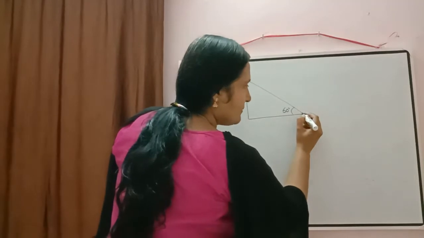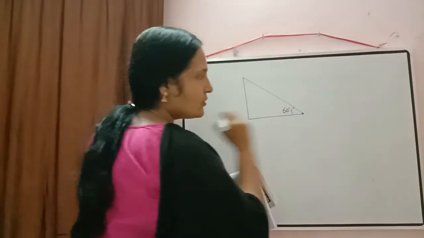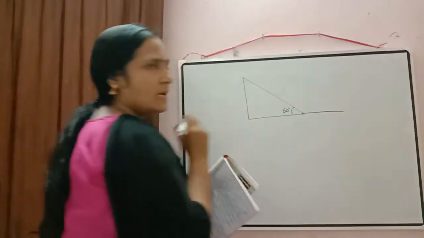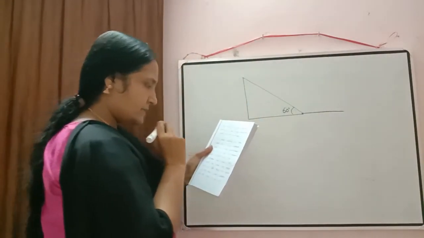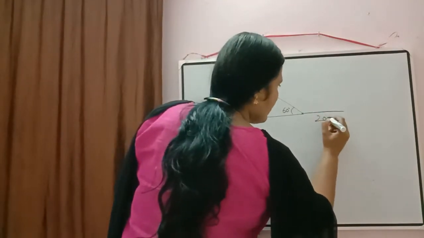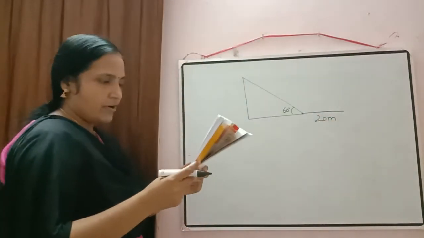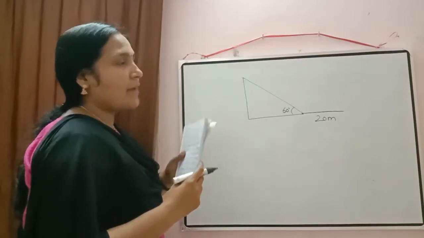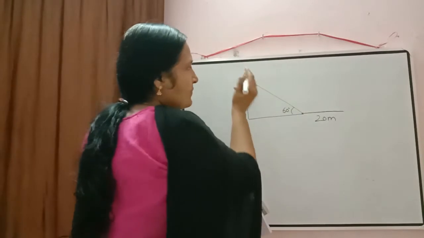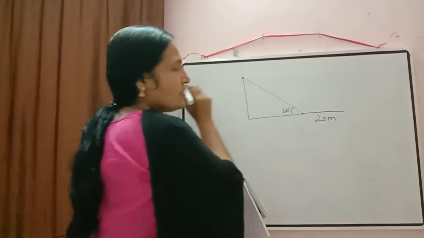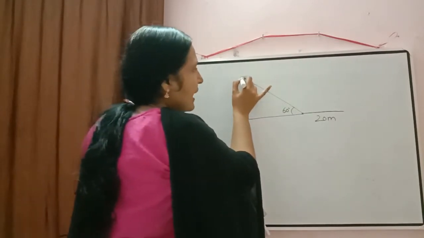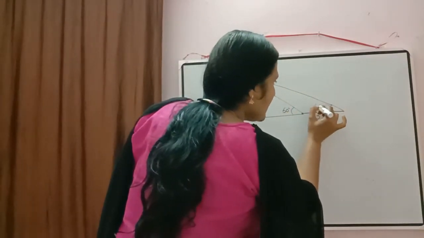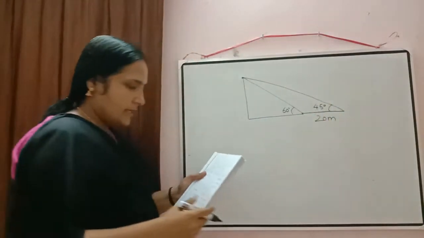that is, when he is moving away from the bank. Suppose at present the man is standing here. When he moves away from the bank, he will move in this way only. How much? 20 meter away. When he moves 20 meter away from the bank, he finds the angle to be 45 degrees. So now when he moves, the angle of elevation of the tree, he finds that angle to be 45 degree. This angle now changes to 45 degree.